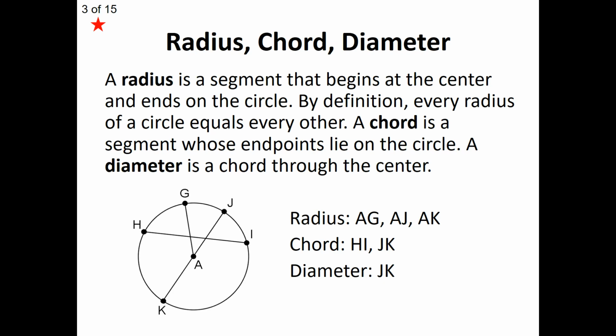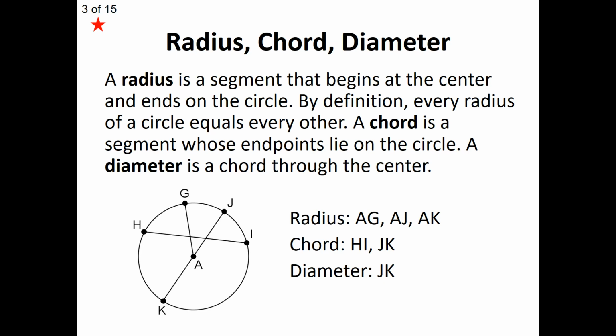If we take a look down at our diagram below, we actually have a circle A with several points labeled on the circle. And we're going to find several different radii, chords, and a diameter. There are several radii. Radii is the plural for radius. For example, we have the segment AG, which goes from the center A to a point on the circle G. We have AJ and AK. Both are also radii of the circle.